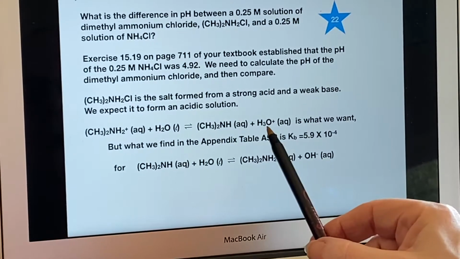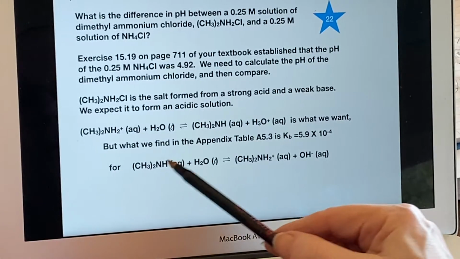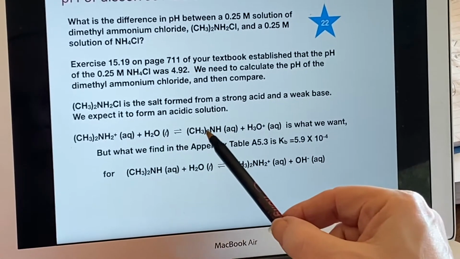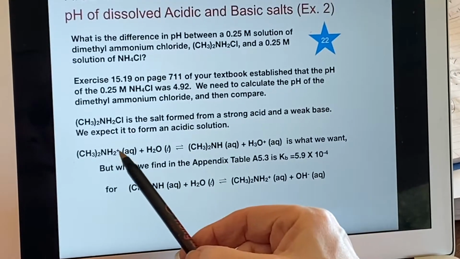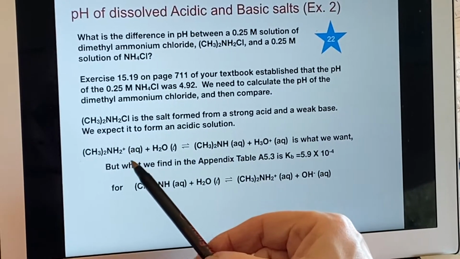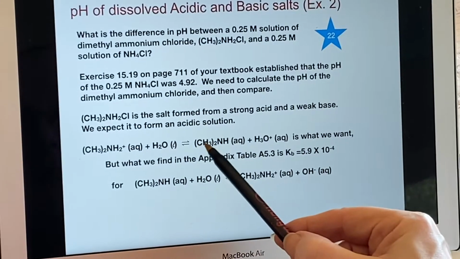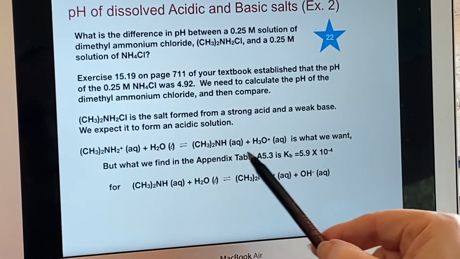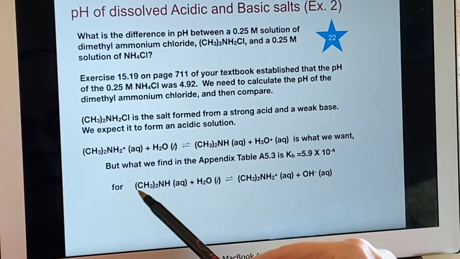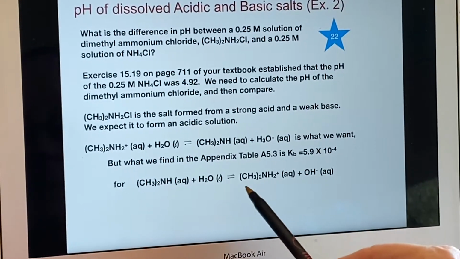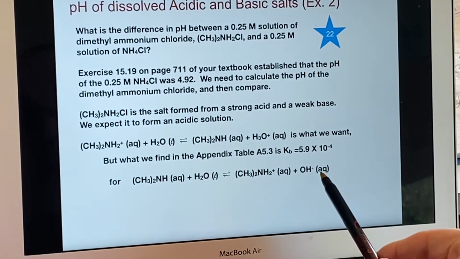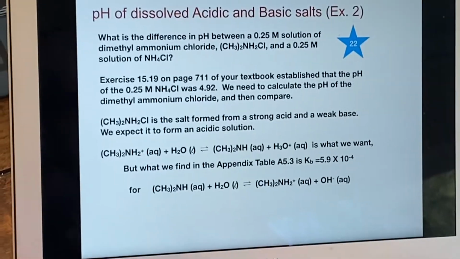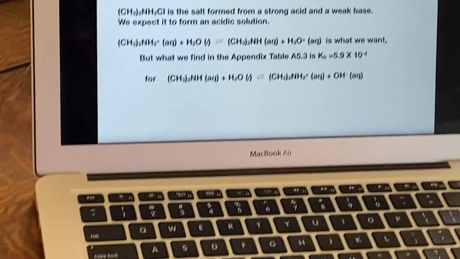When we go looking for a number, though, what we find is the Kb for this. They don't list things that are ions in the table, so we ended up having to go look for this because it's not ionic. We ended up with a Kb listed for this guy. Not what we want. We want to turn it around, right? So we're going to do that same trick.